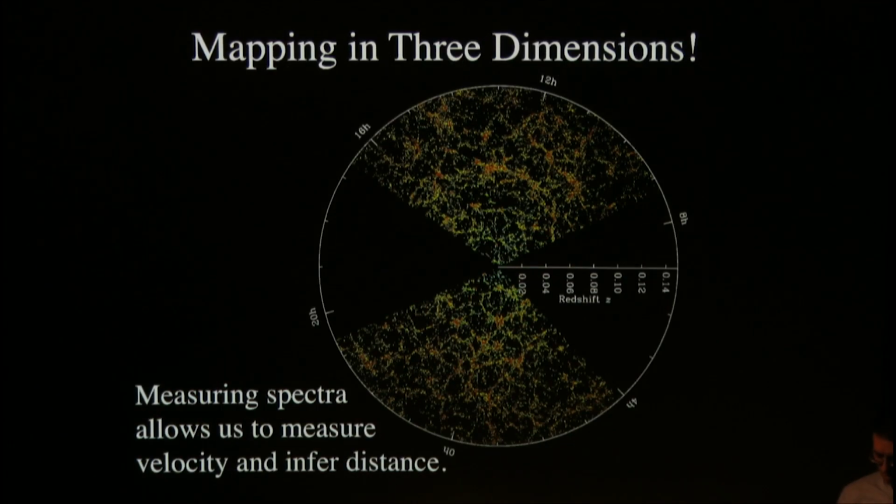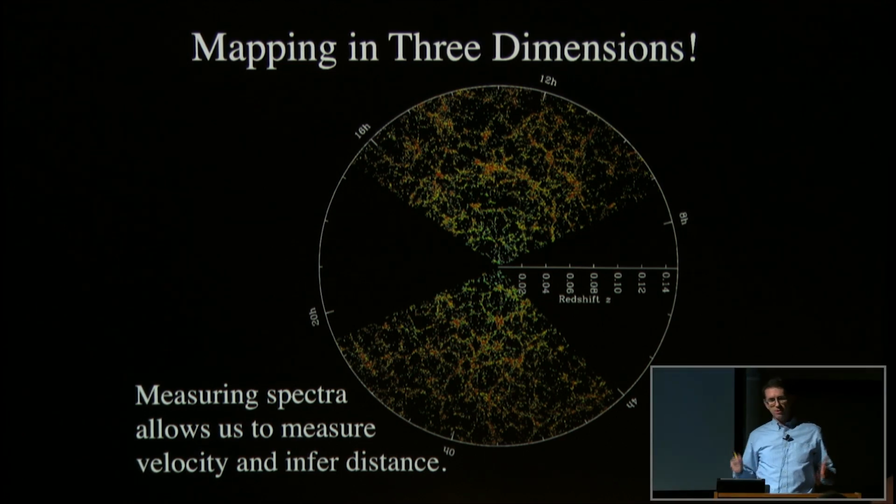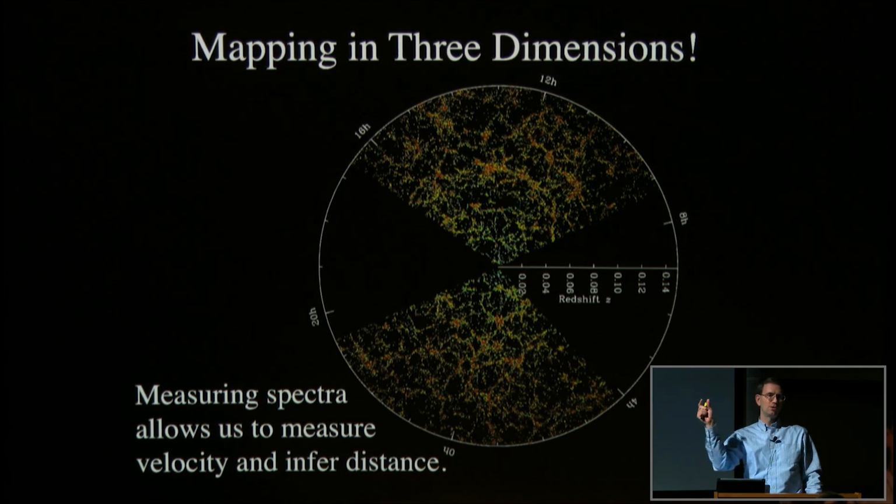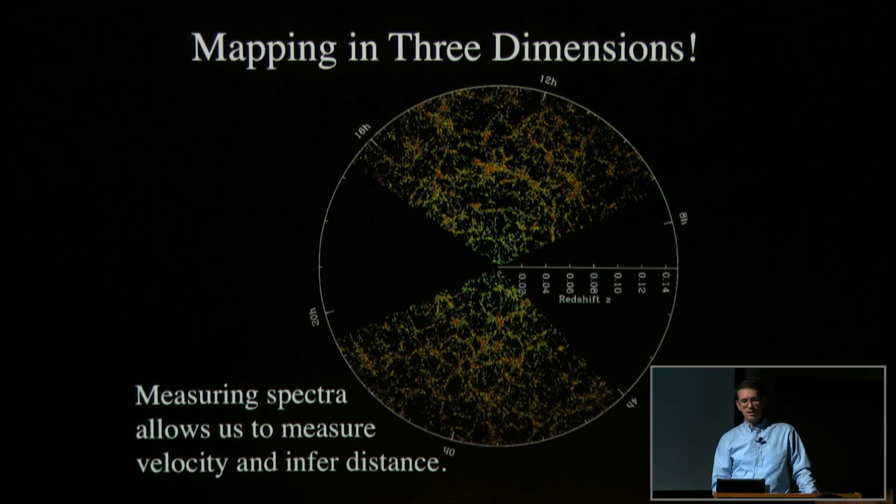But we then want to continue and try to map in 3 dimensions. I've shown you this picture before. We want to measure spectra. And spectroscopy is much more expensive because instead of just collecting the light from an object, we're now trying to collect the light and split it up into a rainbow and measure 1,000 independent colors of that rainbow. And so we need much more light in order to do that, and so we can only do it on certain subsets of the objects.